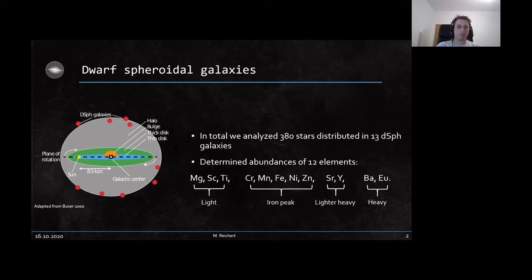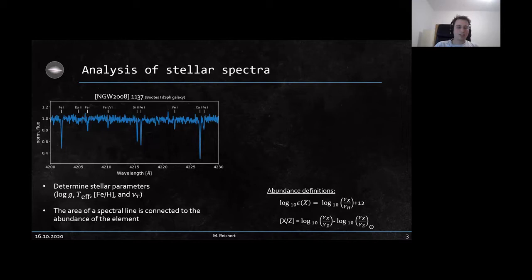What do I mean by we analyzed these stars? To be more specific, you can see here on the top left a spectrum of a star, and you can see here these absorption lines that are specific to individual elements. When we know the structure of the star, determined by the so-called stellar parameters like surface gravity, effective temperature, metallicity, and microturbulence, we can connect these absorption lines to an actual abundance.